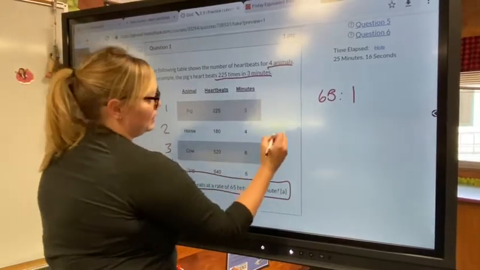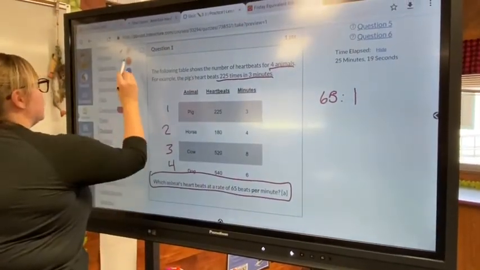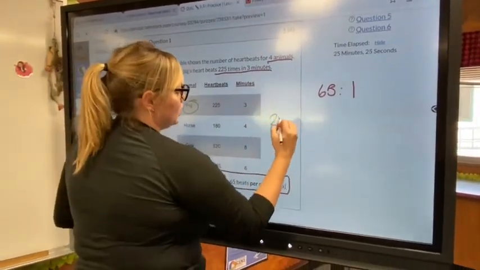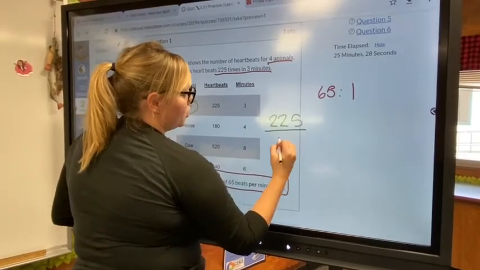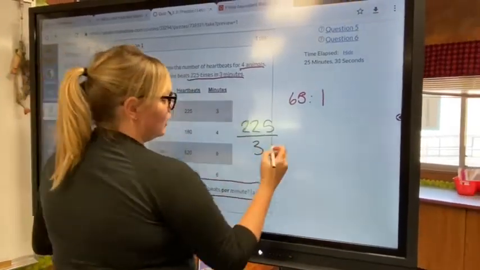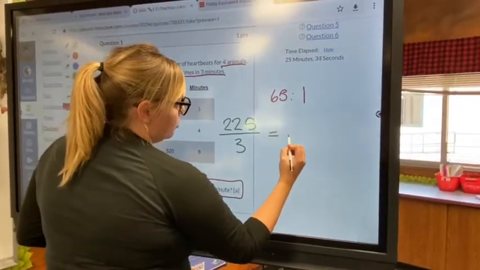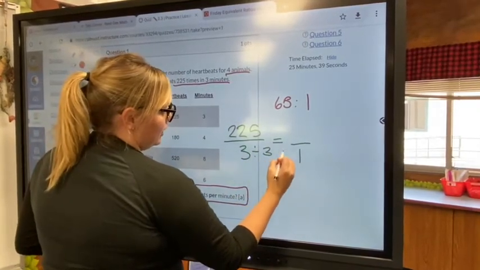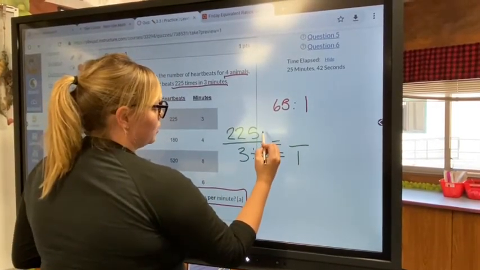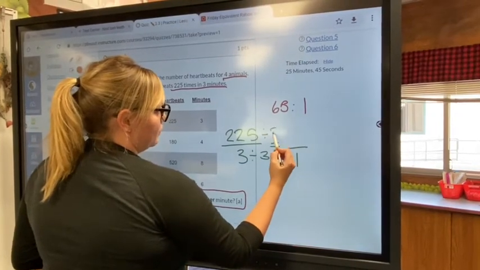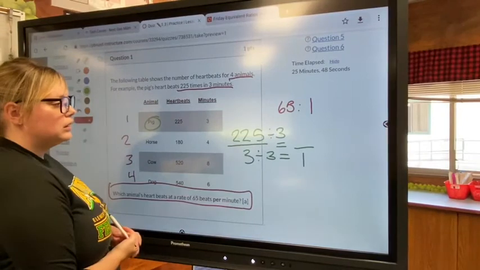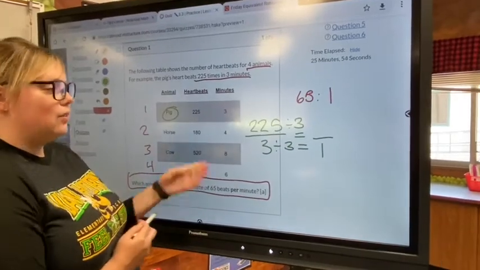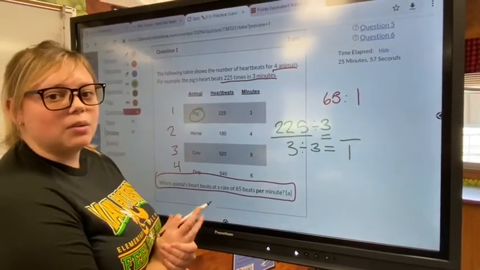So we have the pig. Let's look at the pig. I'll make the pig green. Okay, pig, we have 225 over 3. Now I know I need to get this to equal a unit ratio, so I'm gonna put the 1 down there. 3 divided by 3 equals 1. So now I need to do 225 divided by 3. Now, I want you to think real quick. Do you think that will end nicely? Do you think the number will divide well?